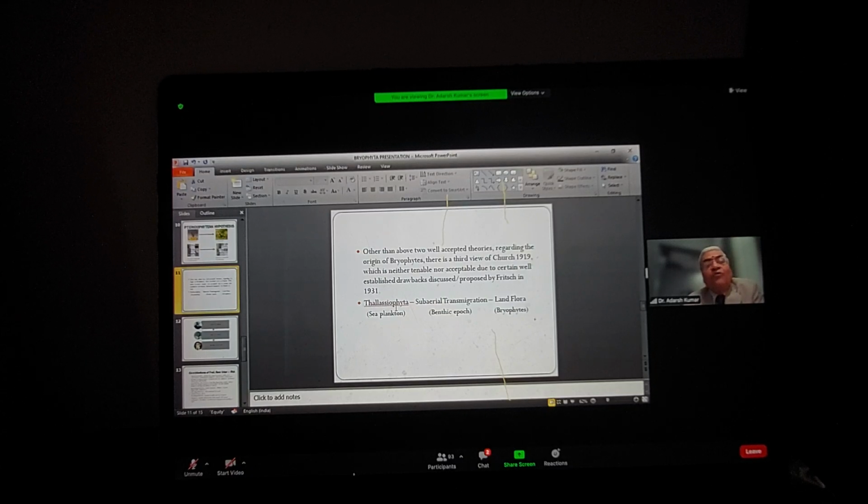From these Thalassiophyta, some land appeared in the ocean, and these plants became the benthic. So these sub-aerial, transmigration plants are benthic plants. And from these plants, the land flora like bryophytes evolved. But this theory has not been accepted by anybody. Till date, there are two views regarding the origin of bryophytes. One is the algal hypothesis, and the other one is the pteridophytean hypothesis.